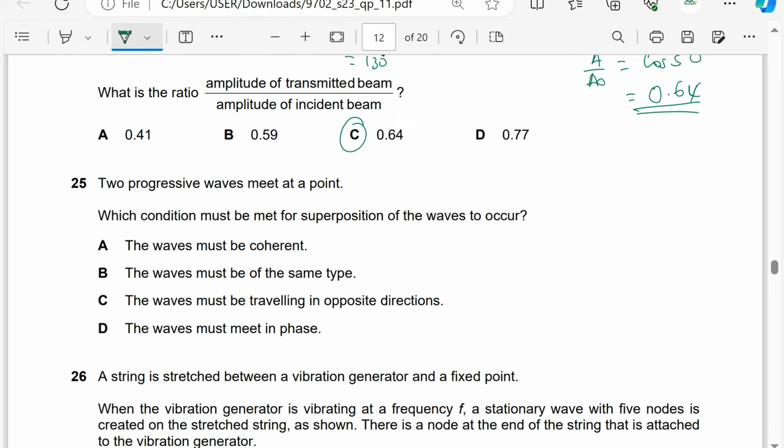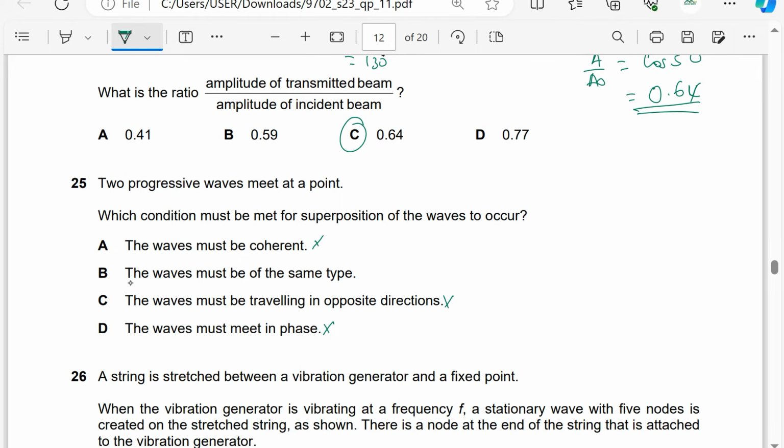Two progressive waves meet at a point. Which condition must be met for superposition of the waves to occur? Of course, for superposition to occur, the waves must be of the same type, of the same kind, moving in opposite directions. But even when they don't move in opposite directions, superposition can still occur. You have seen waves moving in the same direction meet at a point. So this is not a major condition for superposition. The waves must meet in phase. They may not meet in phase. That's why we can have destructive and constructive interference.